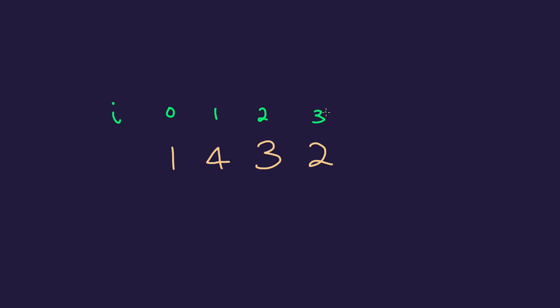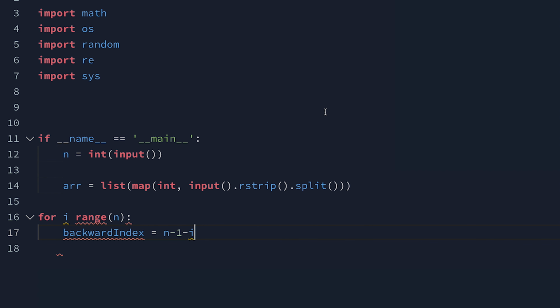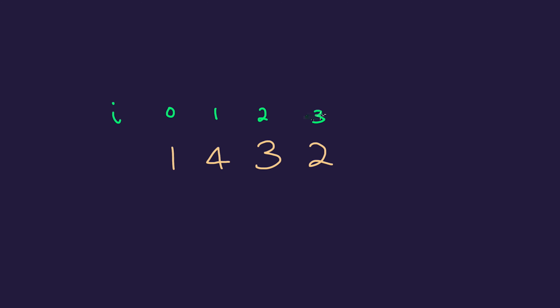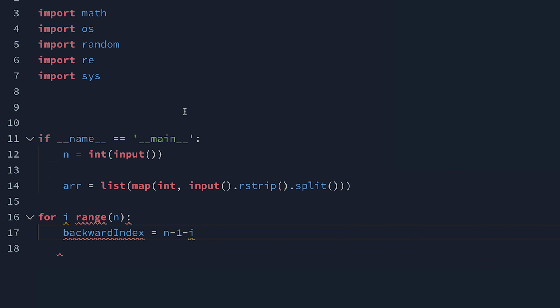It's going to build a sort of backward index, starting with index 3. And then what are we going to do? n minus 1, which is 3, minus i, and the second time around i is 1, so we get 2, and so on. Okay, so this is what this backward index does.